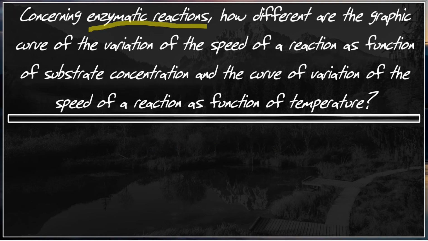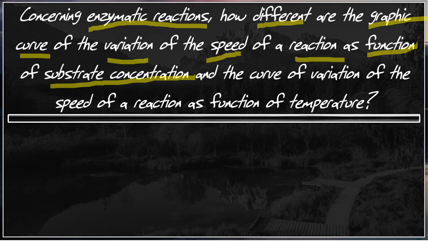Concerning enzymatic reactions, how different are the graphic curve of the variation of the speed of reaction as a function of substrate concentration and the curve of variation of the speed of reaction as a function of temperature?